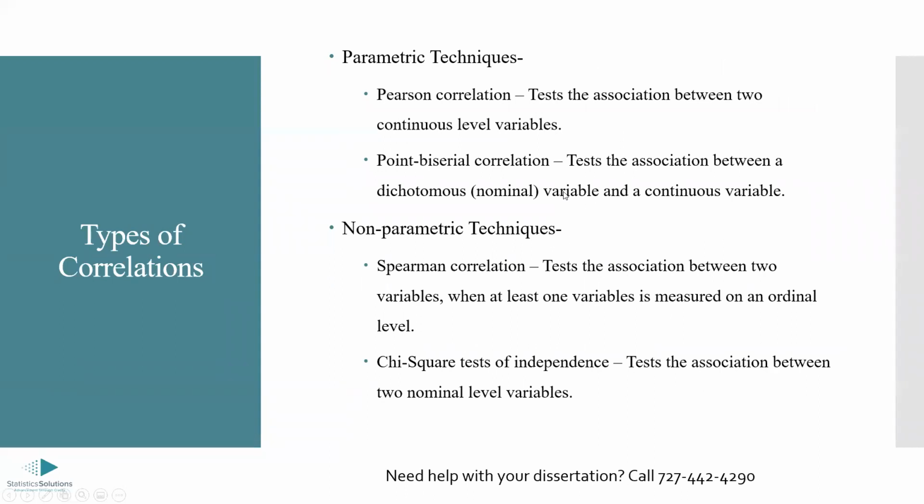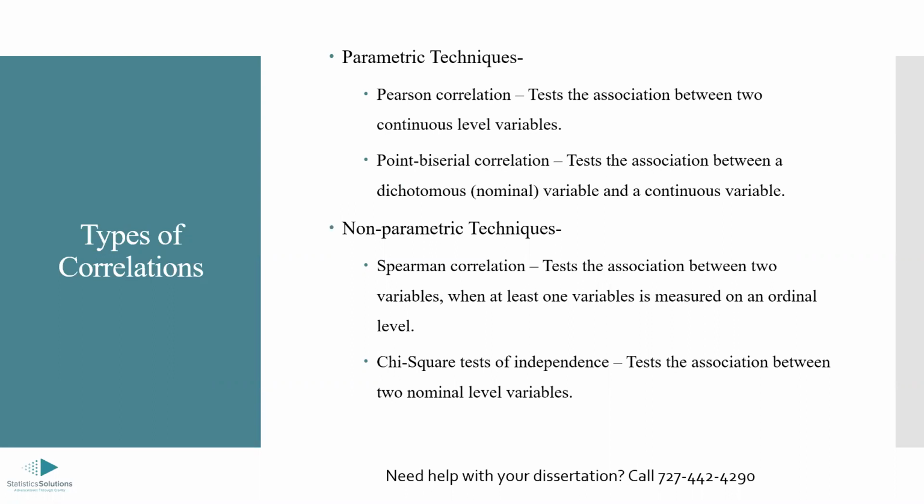And from here, we have 4 different types of correlations we can run. So under the parametric technique family, you can run a Pearson correlation, which tests for the association between 2 continuous variables. So 2 numeric variables. So maybe test scores, and if you're comparing SAT scores to GPA or SAT scores to ACT scores, that would require a Pearson correlation.